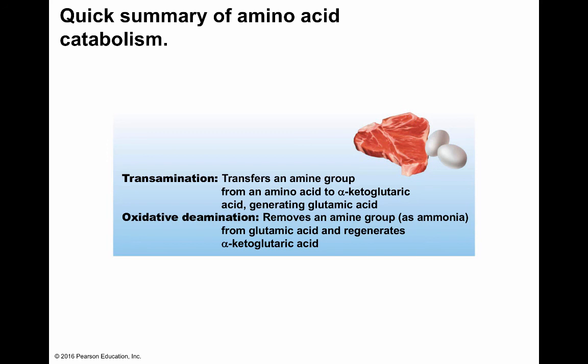That's this process. And this happens from glutamic acid. That is going to be what helps essentially regenerate the alpha ketoglutaric acid for transamination to continue. And then from transamination, you'll get the keto acid modification to help produce the metabolites that are necessary for the citric acid cycle.